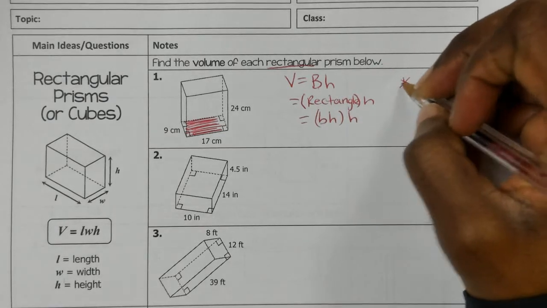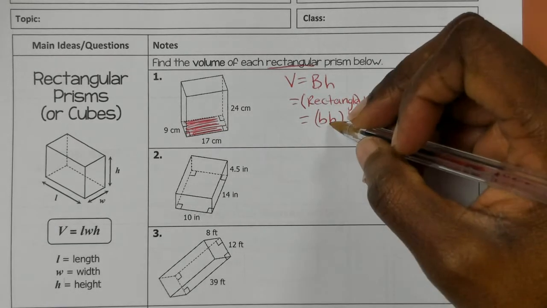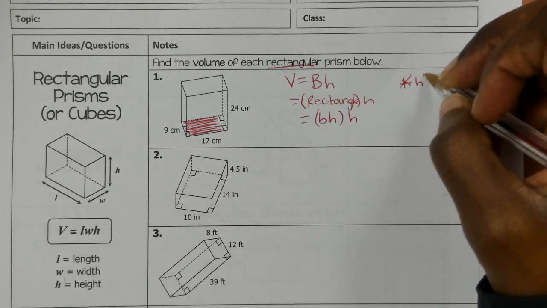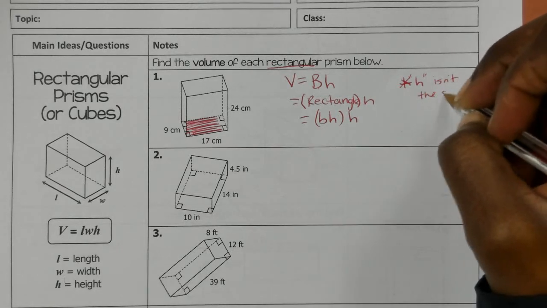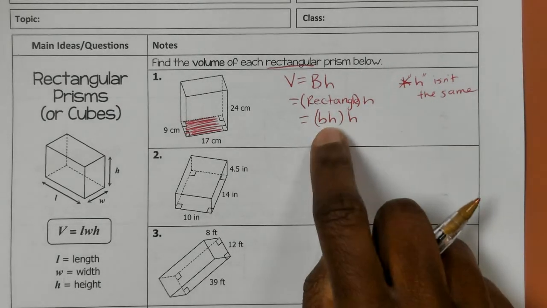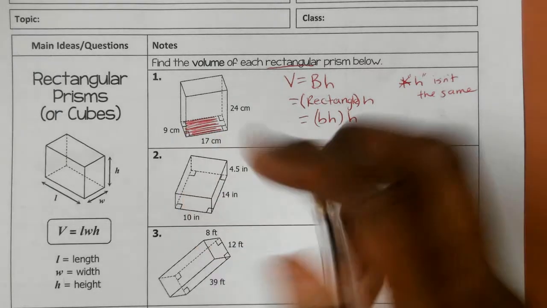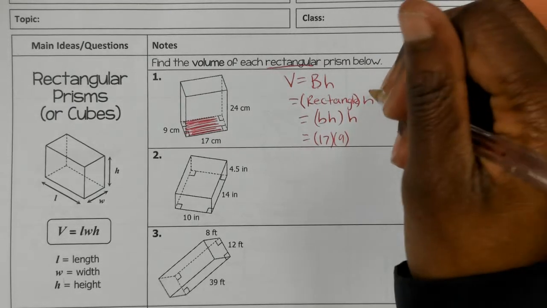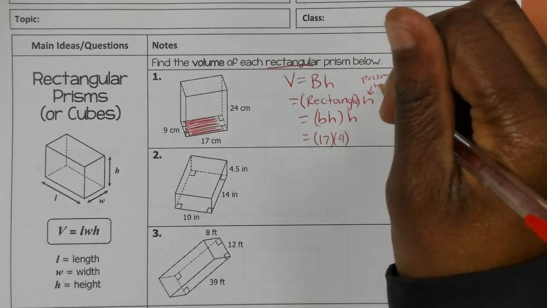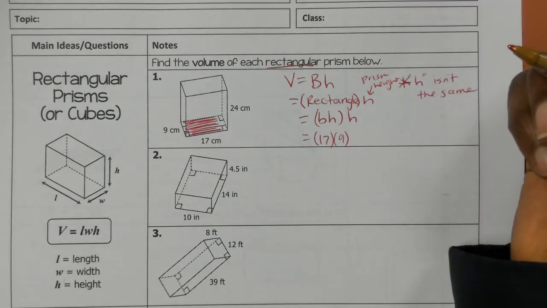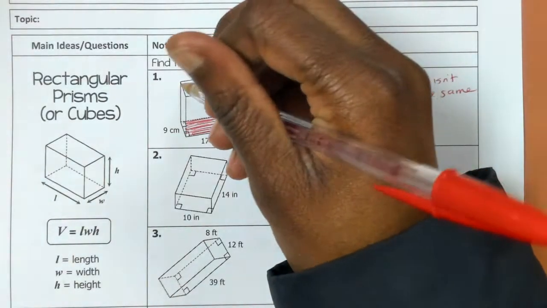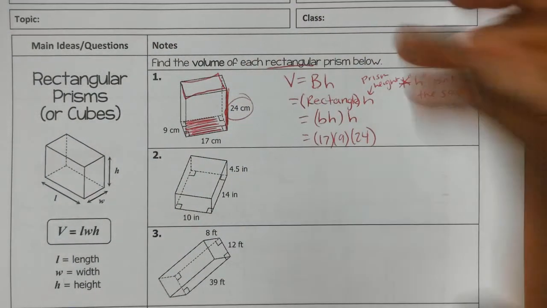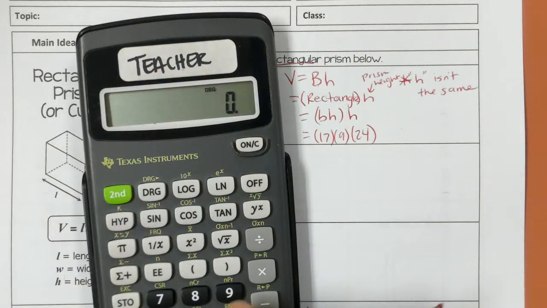Now the H's are not necessarily the same. The first H is the height of the rectangle. Okay, so the base and the height of the rectangle would be 17 and 9. And the height here is the height of the prism, which is the distance between bases. So this would be the base and this would be the base. The distance between those would be this segment here. So 24 would be my height that I plug in for the height of the prism itself.